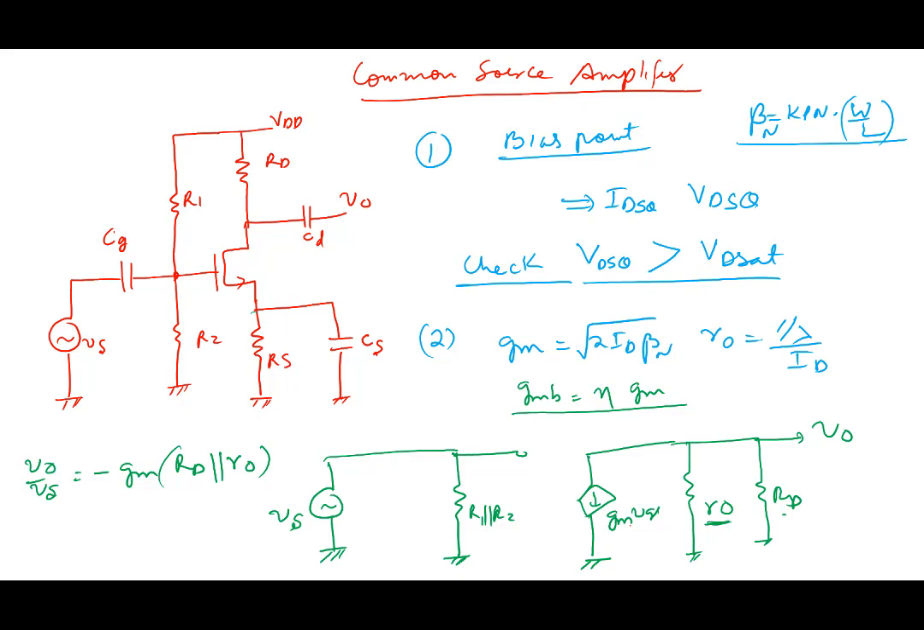You should also consider what will be the input resistance here, and what would be the output resistance here. Output resistance at this point, you can also calculate. Input resistance will be, well, since it's open here, R1 parallel R2. Output resistance R0 is simply equal to RD. Very similar to what we have done before.